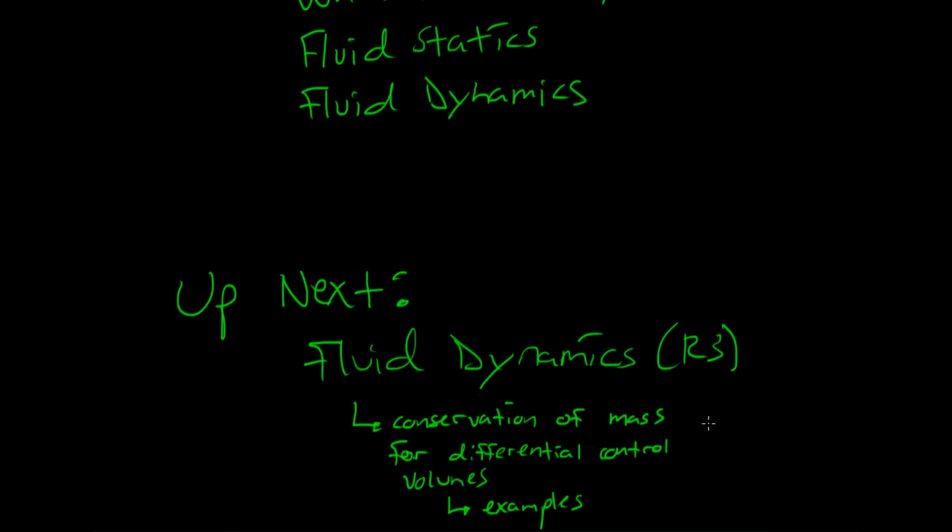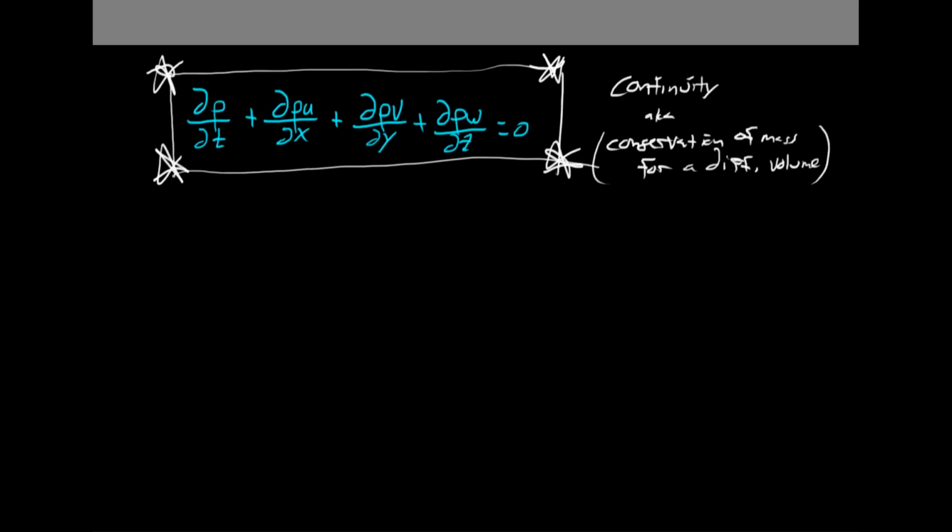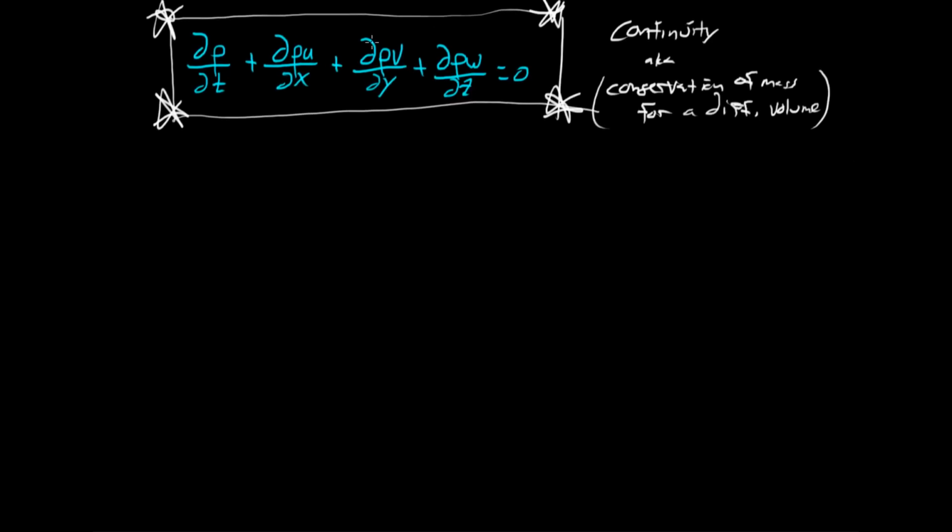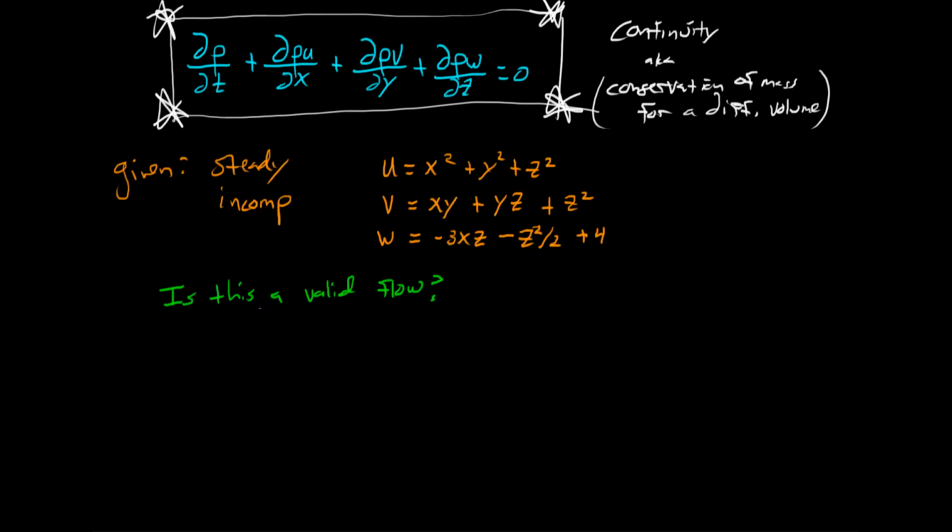In this example, we're going to use the conservation of mass for one of its more frequent or popular applications. So once again, here's the conservation of mass for a differential element. And the question we want to answer is, let's imagine that we have some steady, incompressible flow whose velocity field is given by this set of equations. We want to know, is it a valid flow?